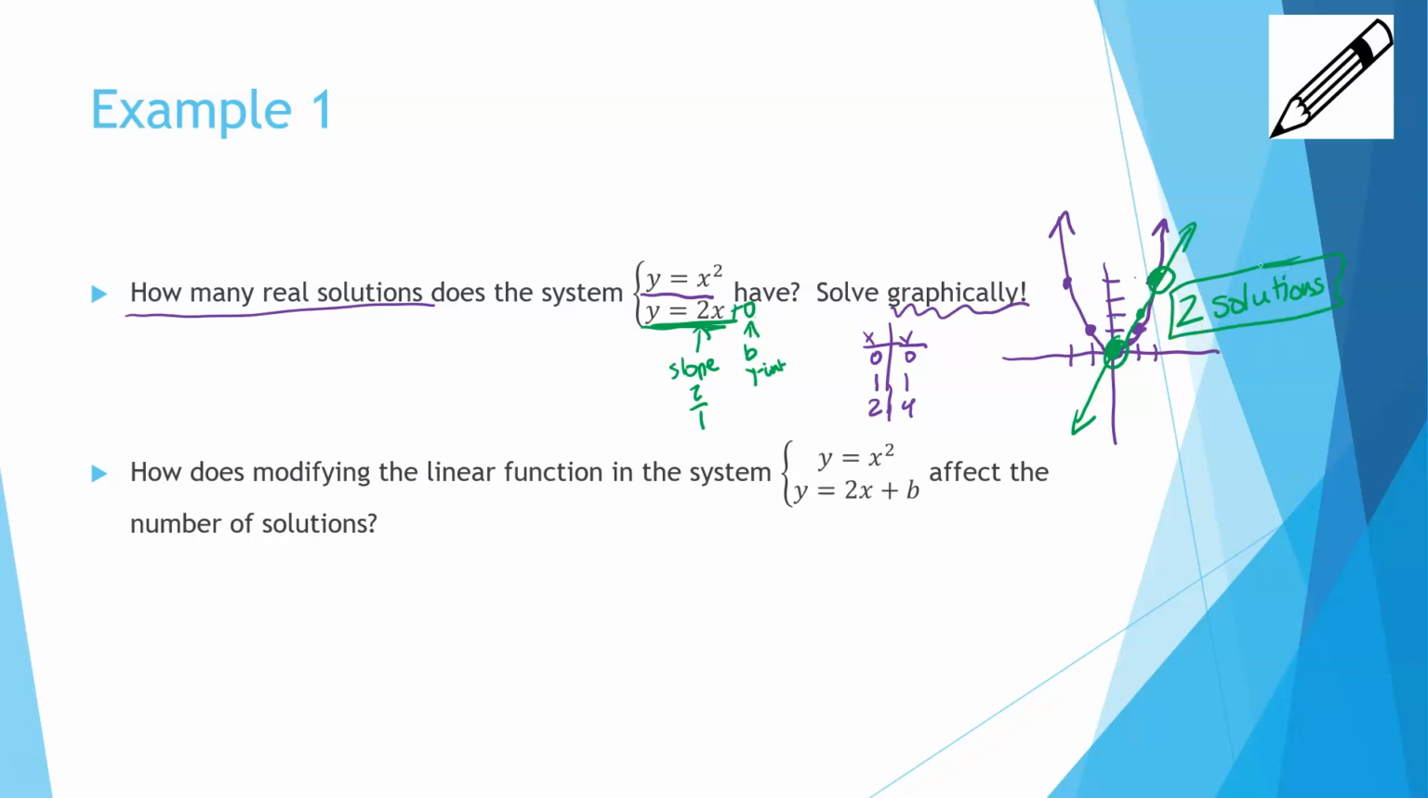Okay, so those points of intersection are the number of solutions. Now this was a fairly basic graph, so I could actually see that those points are at 0, 0 and 2, 4. But that's very rare that I can graph these by hand that nicely and get the answers. The second question says, how does modifying the linear function in the system change the number of solutions? So you can see we're going to add b. So this time I'm going to graph my parabola y equals x squared in green. We already went through how to graph that, so I'm just going to replot it.